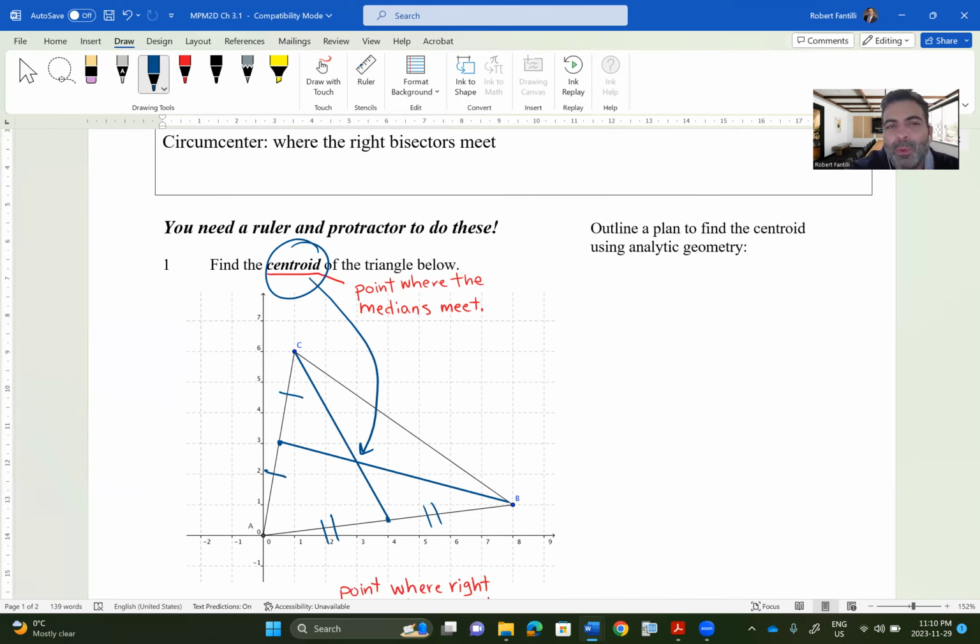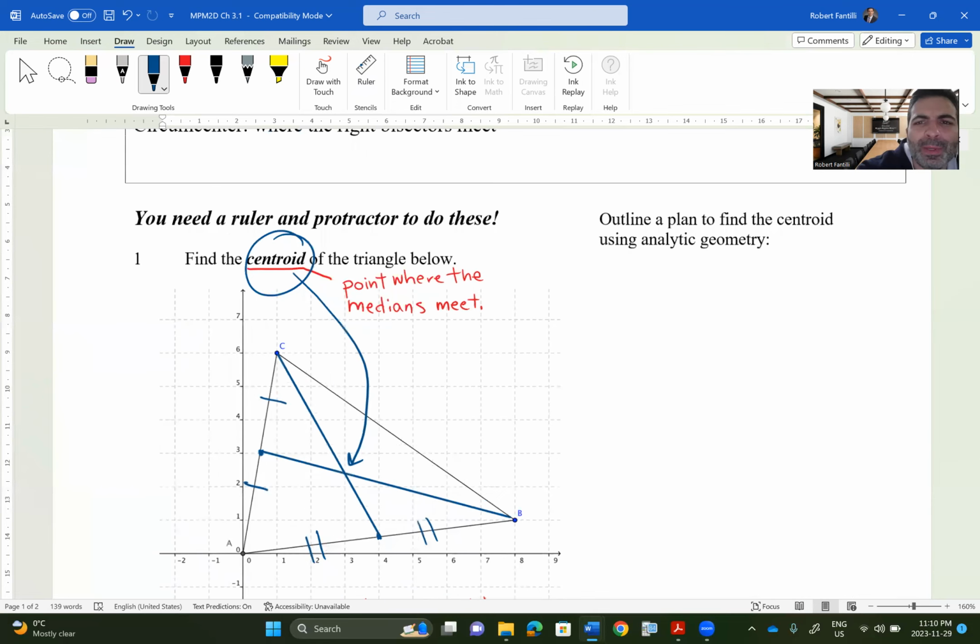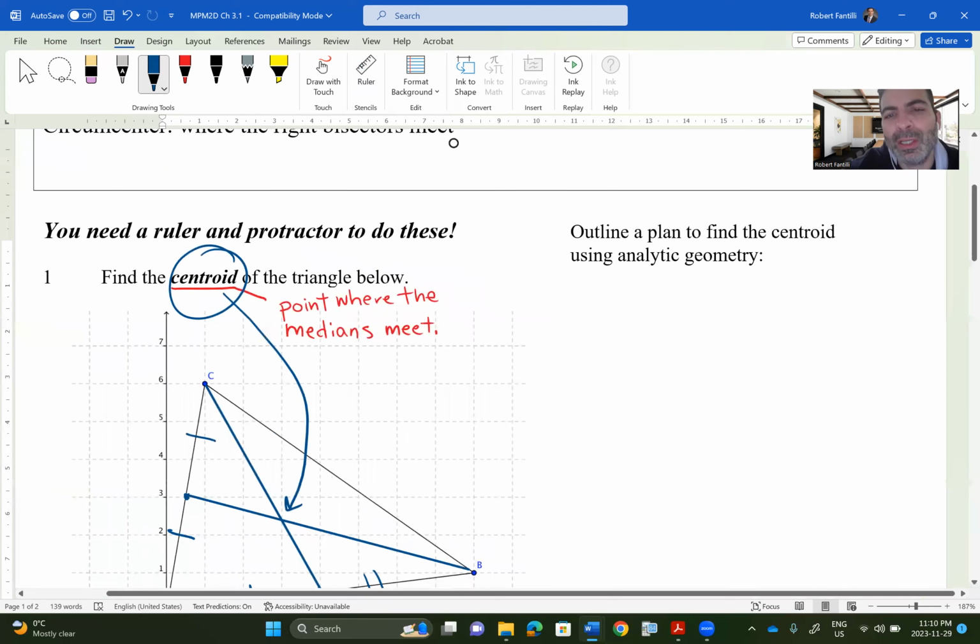If we wanted to do this with analytic geometry, there are many steps. I want you to take a moment to see if you can outline the steps it would take to find the centroid using analytic geometry. You can compare your answer afterwards, maybe pause the video and take a look. So I'll try that here.